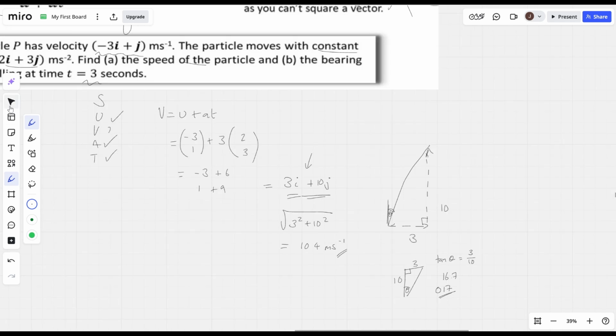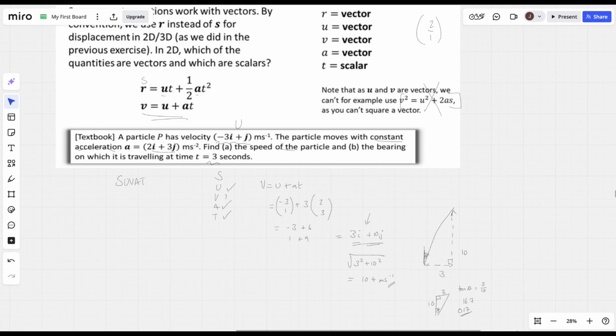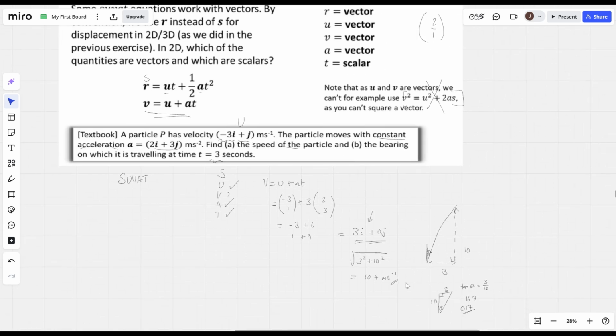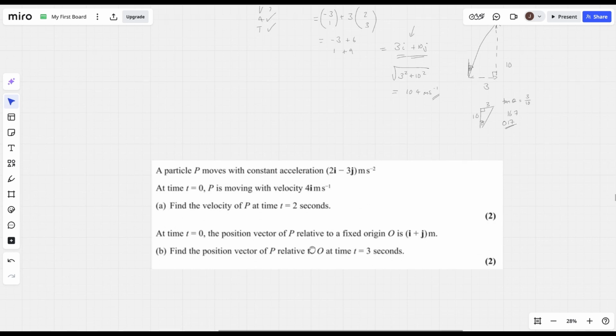So with SUVATs, I use column vectors because they're a little bit more convenient, and we've talked before about things like when it says speed, make sure it's the magnitude, and when it says bearing, make sure it is in fact a bearing. So let's do some more questions.